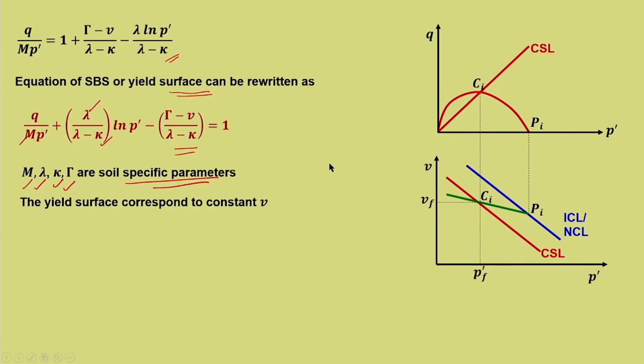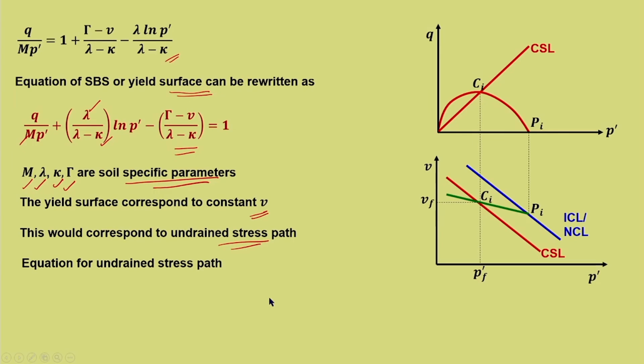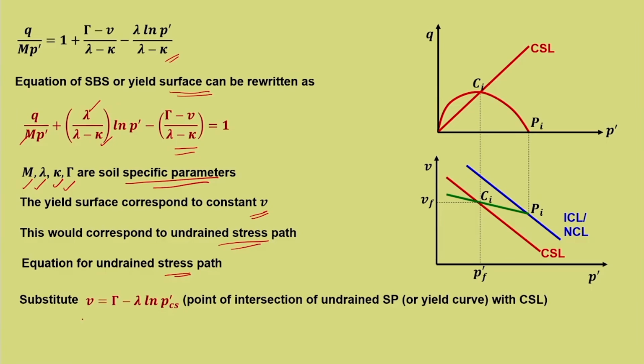The yield surface corresponds to constant specific volume, we have already discussed that. This would correspond to an undrained stress path. Why? Because it is corresponding to a constant specific volume. So it is as good as telling it corresponds to an undrained stress path. Now the equation for the undrained stress path we can also derive, substitute for V equal to gamma minus lambda ln p dash cs, which is the point of intersection of the undrained stress path or yield curve with the critical state line.